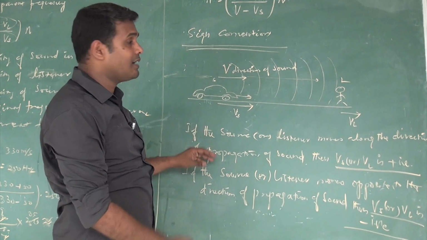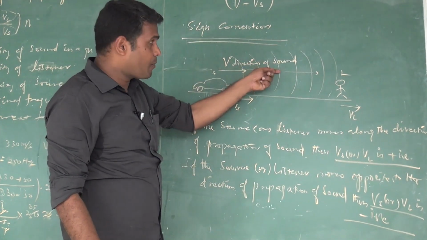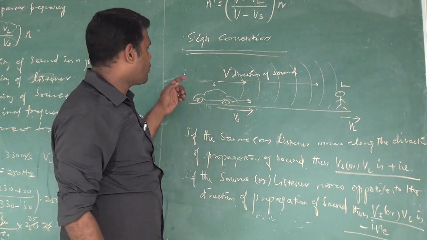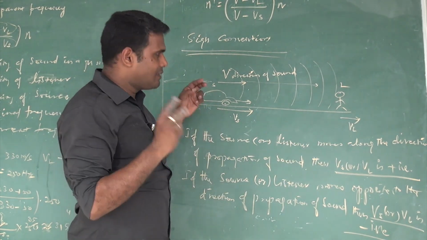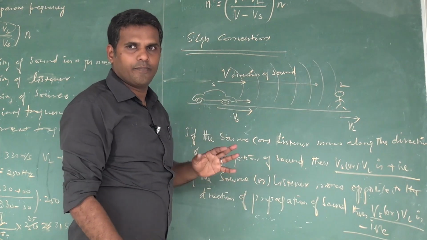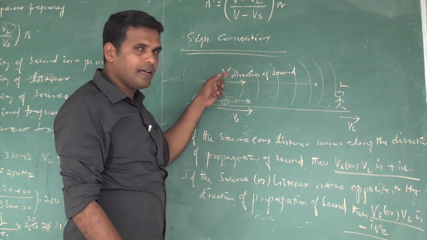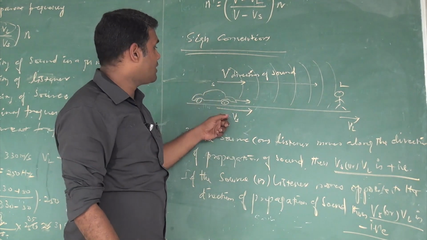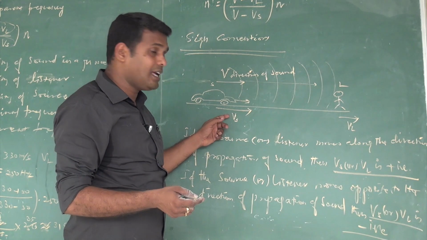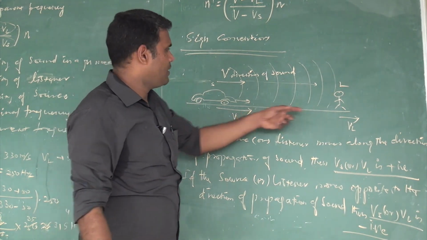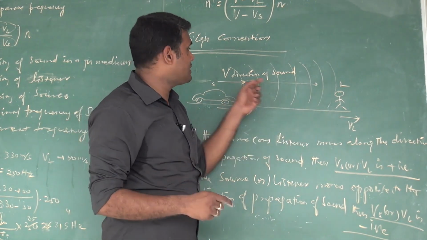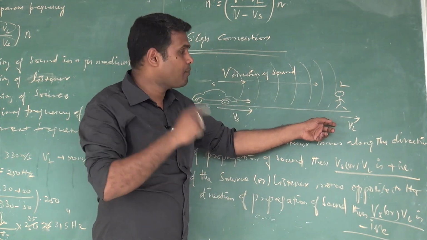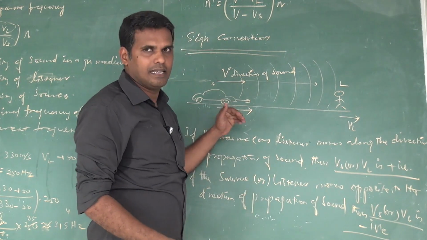What you have to consider is that you should know the direction of propagation of sound first. You have to identify the direction of propagation of sound. Second thing, in what direction the source is moving. Third one, in what direction the listener is moving. If the source is moving along the direction as that of propagation of sound, then the velocity of the source, Vs, must be taken positive. If the listener is moving along the same direction as that of the propagation of sound waves, then the listener's velocity must be taken positive. So plus VL, plus Vs, like that.